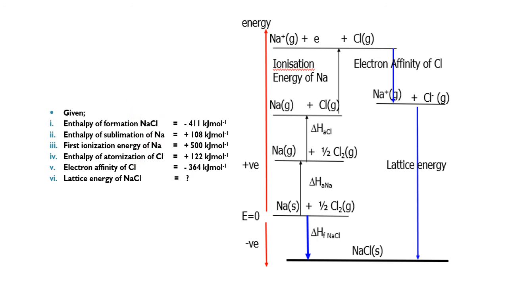Started from here. Formation here, negative value downwards, so equal to negative 411. Please don't forget the unit kilojoule. And then this one, atomization of sodium is equal to the sublimation, from solid become gas. So positive 108 kilojoule. And then the next is atomization of chlorine. Be careful, atomization of chlorine is here. Positive 122 kilojoule.